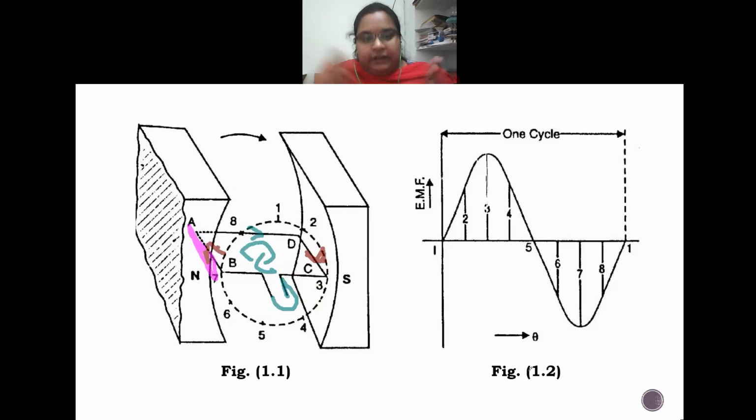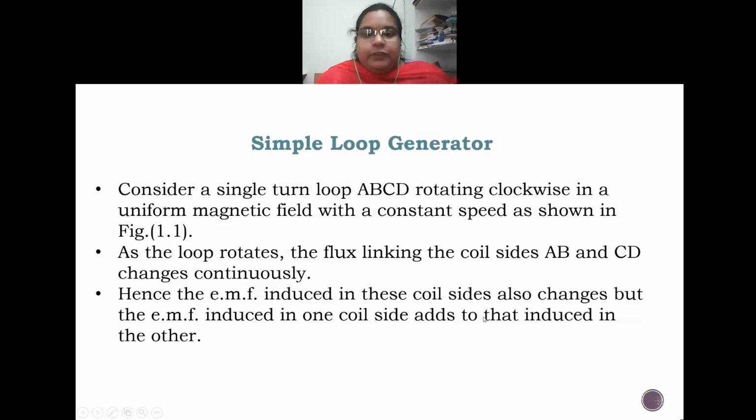Whatever the induced EMF is in each of the conductors, it is being aided by each other. That is the statement which is given here: hence, the EMF induced in these coils also changes, but the EMF induced in one coil adds to the EMF induced in the other coil.